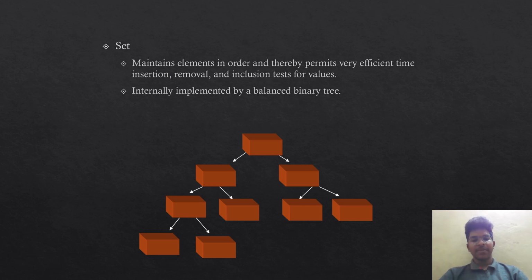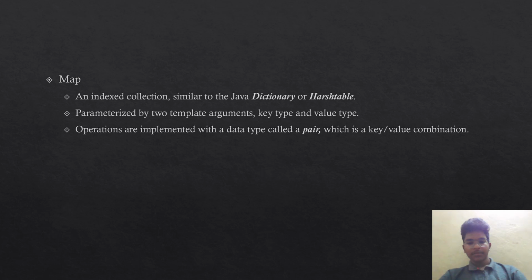Set maintains elements in order, thereby permitting very efficient insertion, removal, and inclusion tests for values. Internally implemented by a balanced binary tree. Map, an indexed collection similar to the Java dictionary or hash table, parameterized by two template arguments, key type and value type. Operations are implemented with a data type called pair, which is a key and value combination.